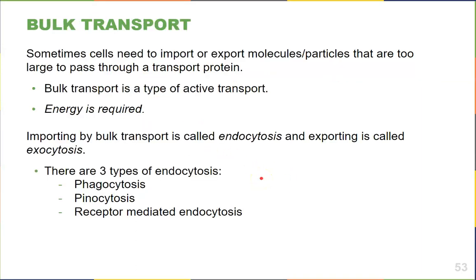So bulk transport is just referring to the import or export of a lot of molecules and particles, or very large molecules and particles. So bulk transport is a type of active transport. Energy is required for bulk transport, and it's also called endocytosis if we're taking things in, or exocytosis if we're putting things out of the cell. So 3 types of endocytosis, bulk transport, are phagocytosis, pinocytosis, and then receptor-mediated endocytosis. So we're going to take a look at these here in a sec.